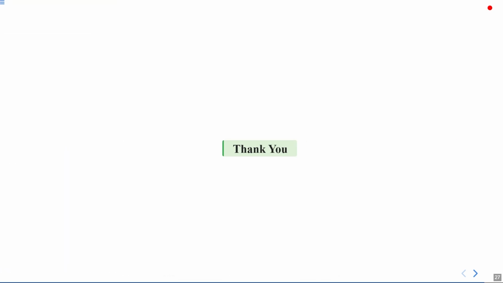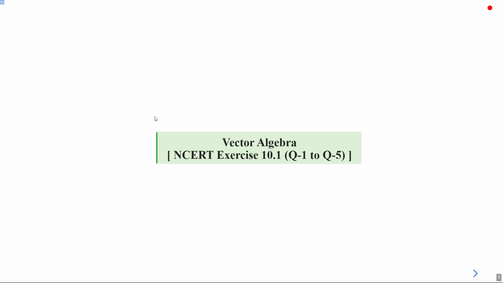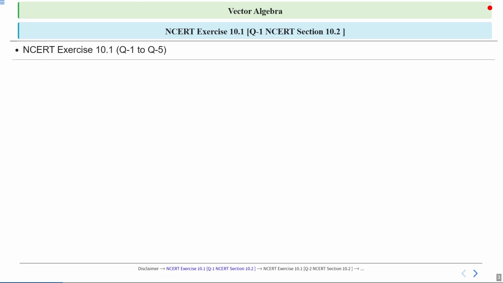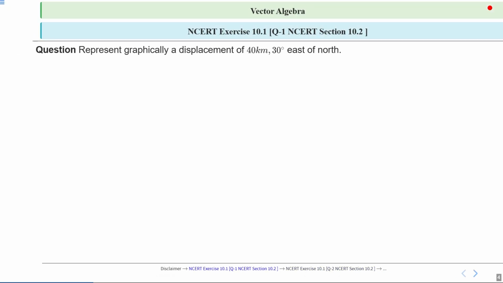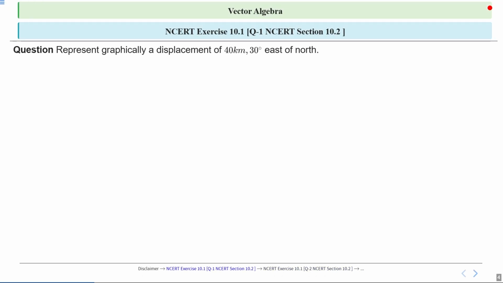Okay, let's see the exercise now. So next is vector algebra NCERT exercise 10.1, questions number 1 to 5. So this is NCERT exercise 10.1, question number 1. Represent graphically a displacement of 40 km 30 degree east of north. So let's see how can we solve this.